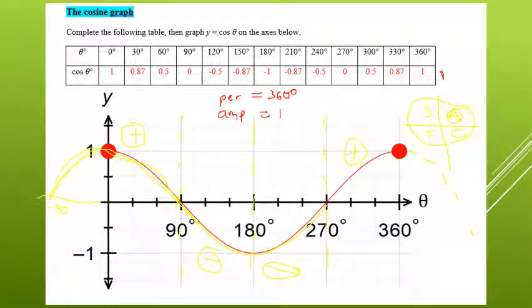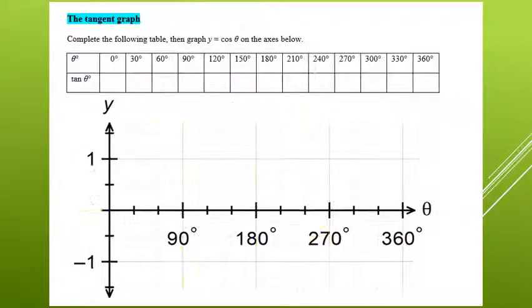So cosine and sine are very similar graphs. In fact, one's just been shifted along compared to the other. How much has it been shifted? 90 degrees. Alright, we'll stop there and we'll proceed to the next function, the tangent graph. Okay, here we're doing, ooh, that should be written tan there.